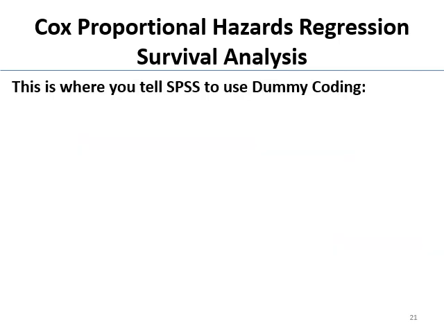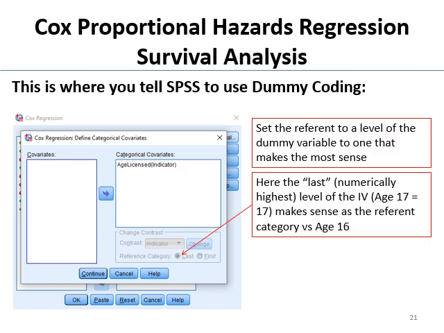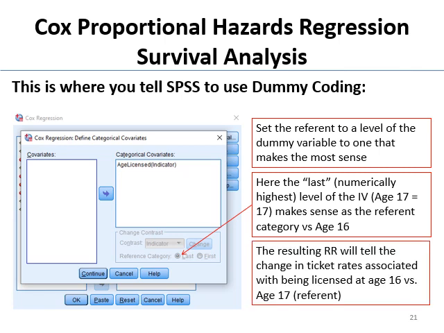And this is where we tell SPSS how we want the dummy coding done. So this is the Categorical covariates box. I've moved age license over to the box on the right. And here I have made the last the referent. Why? Because if 16-year-olds are coded as 16, 17-year-olds are coded as 17, the usual question I would get is, is being licensed at a younger age associated with higher ticket rates or crash rates? So we want to know how 16-year-olds compare to 17-year-olds. So we're going to make 17-year-olds the reference. So the rate ratio we get is how 16-year-olds compare to 17-year-olds.